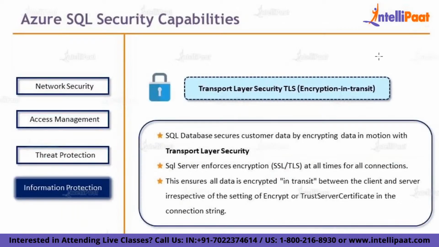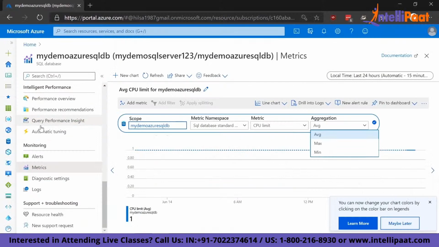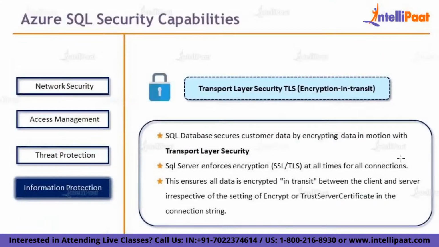Then there is transport layer security, or TLS. This is something that we have seen in here. SQL Server database secures customer data by encrypting data in motion with transport layer security. SQL Server enforces encryption in SSL TLS at all times for all the connections. As you know, all the data in SQL Server goes by port 1433. And since this is SQL on Azure, obviously the data goes via the HTTPS network, not just the HTTPS traffic. All the data that flows in and out of this Azure SQL goes via the SSL TLS layer.